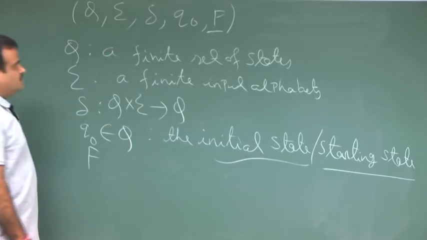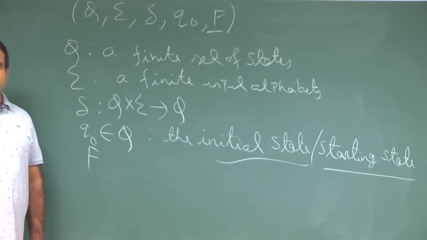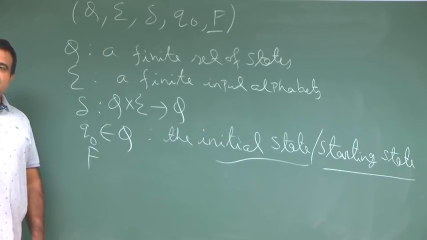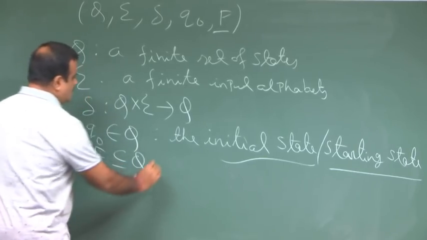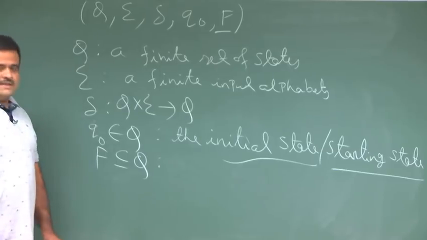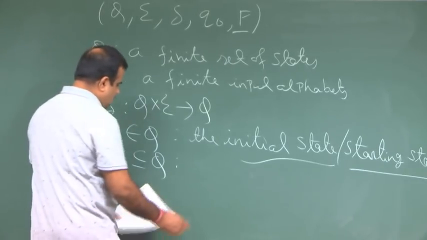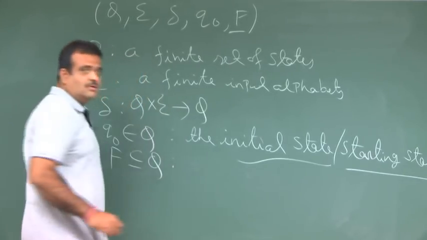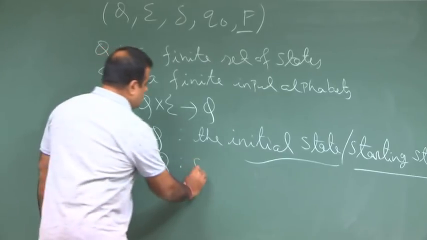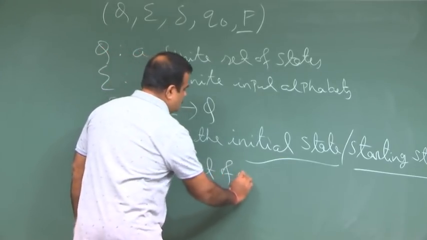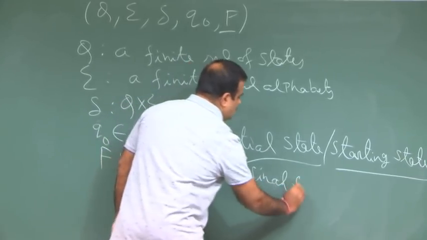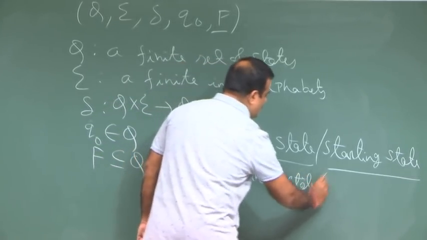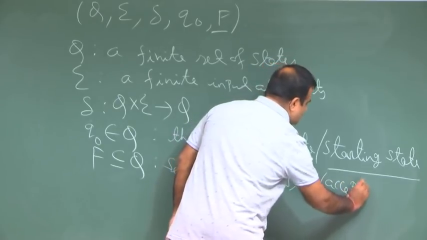F also consists of some states, which are called final states. There could be one final state, there could be many final states. So that is why F is a subset of Q, the set of all final states. So this is the final state, or it is also called the accepting state. Set of all final states or accepting states.